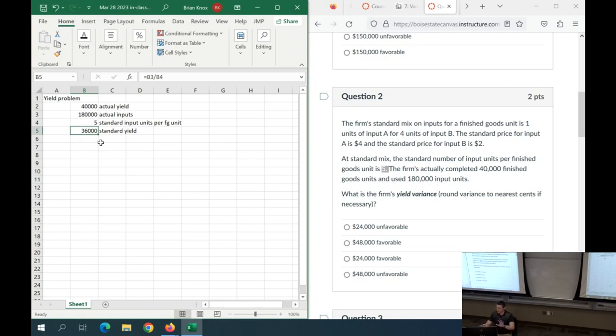We're holding constant, instead of how many finished goods units there are, how many input units there are, and the yield or finished goods units are moving up and down. So if it's positive, that's going to be favorable. And we have to multiply that by that standard.